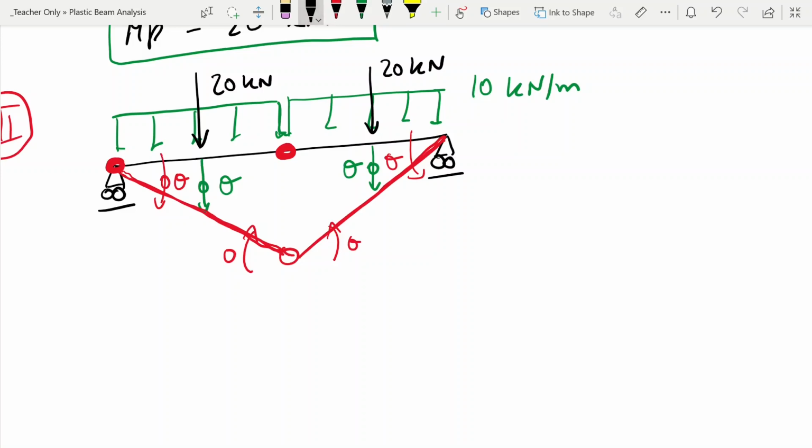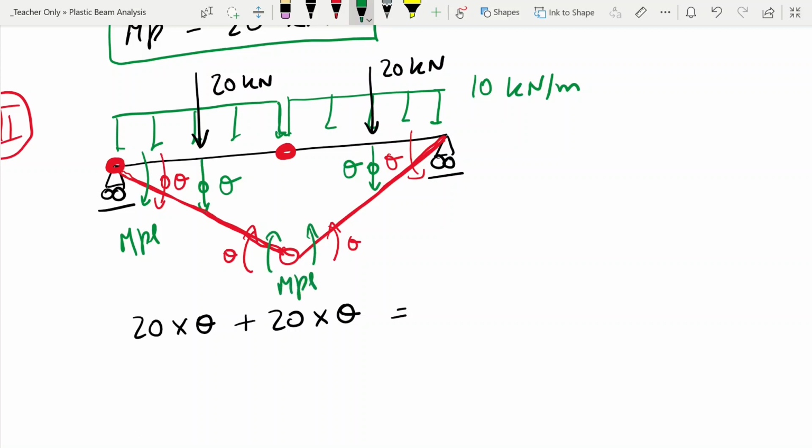So now let's do the solution. We have 20 times theta on the left side plus 20 times theta on the right side. And I forgot to draw my MP, so I have an MP here, and 2 more MPs here. Now on the right side, remember, I don't have this hinge here, so I don't need any MP there. So this is not going to count for our equation.